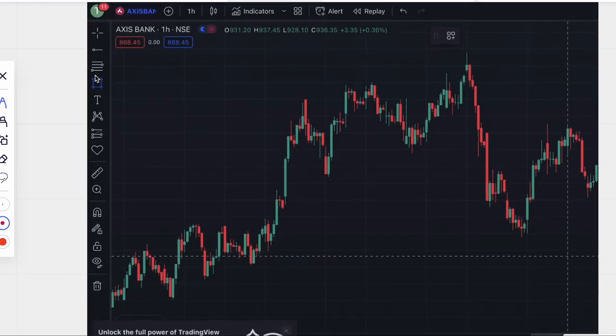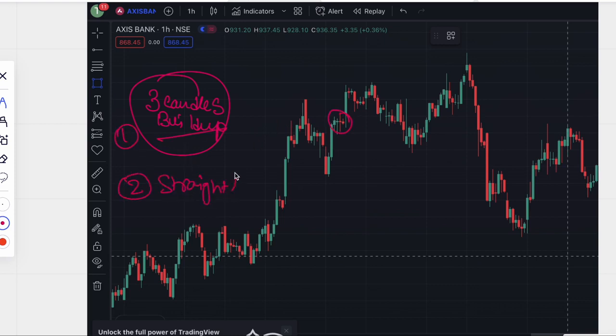For a build-up, there's a condition: a minimum of 3 candles as part of the build-up. What do I mean by this? If you can see over there, this is a build-up in a straight line. The second condition is that it has to be in a straight line. Okay, if you can see, this is a build-up, and the candles have to be small. And what is a punch? A punch is a strong candle. Either it can be red or green. So this is a build-up, this is a punch.